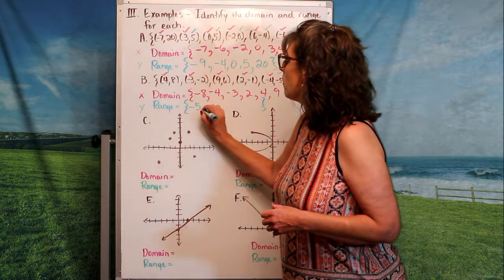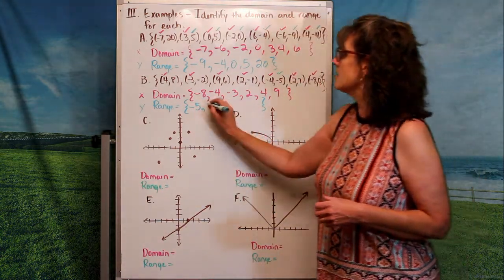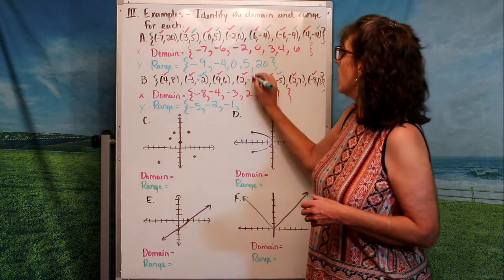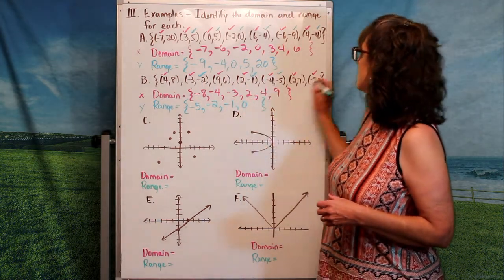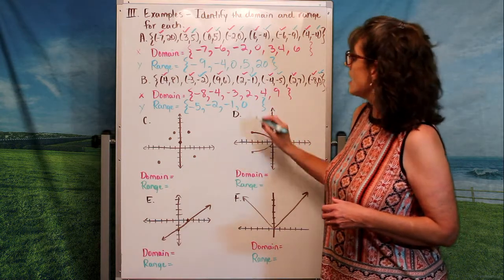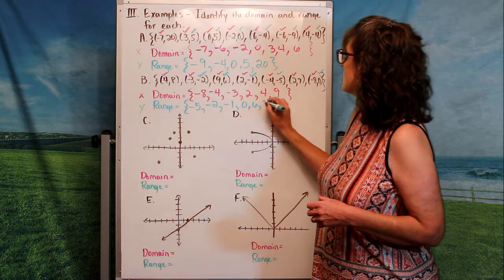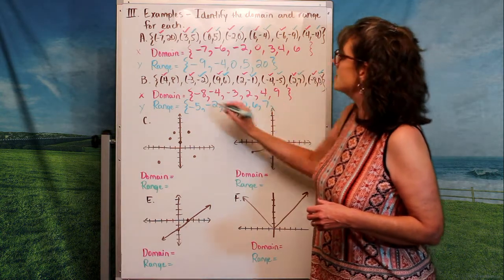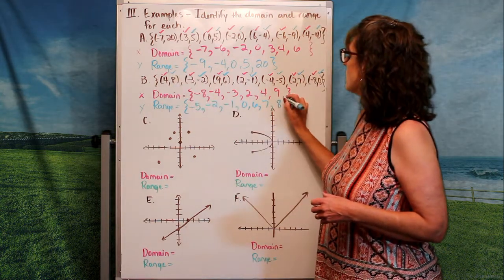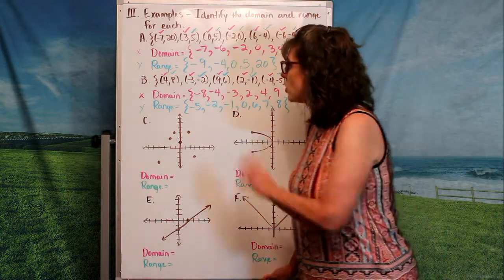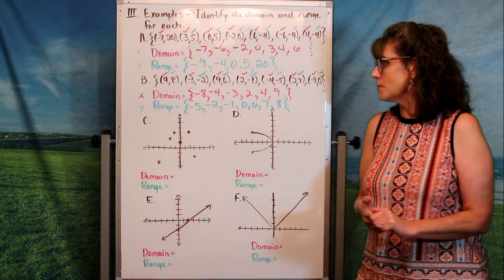Now I'm going to work my way up, and the next highest y that I see is a -2. And then the next highest that I see is a -1. The next highest that I see is a 0. The next highest that I see is a 6. And the next highest that I see is a 7. The next highest that I see is an 8, and I do believe that's all of them, and yes it is. So we've listed our domain, we've listed our range.